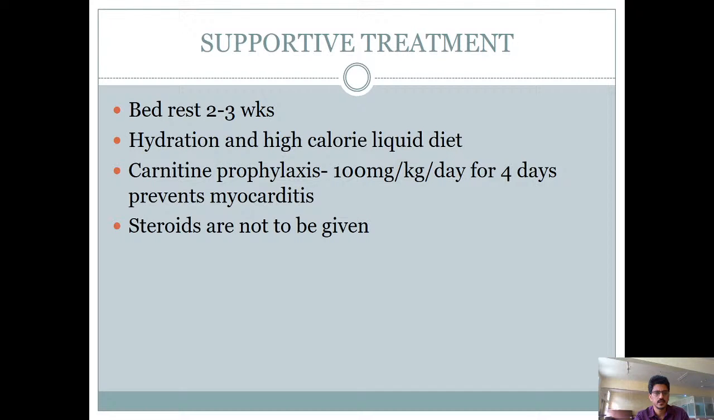Supportive treatment: bed rest for 2 to 3 weeks, hydration and a high calorie liquid diet, and carnitine prophylaxis. This is to prevent cardiomyopathy, to decrease the cardiac effects, because with the help of carnitine, free fatty acids can be used by the muscle. So carnitine prophylaxis is 100 mg per kg per day for 4 days to prevent myocarditis. Steroids are not to be given in case of this myocarditis.